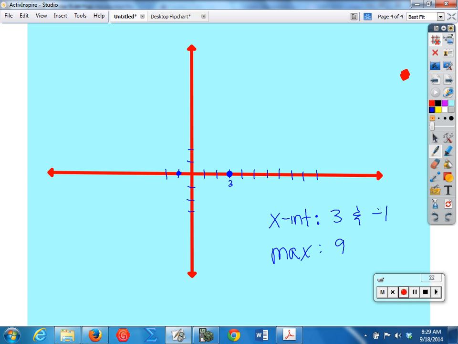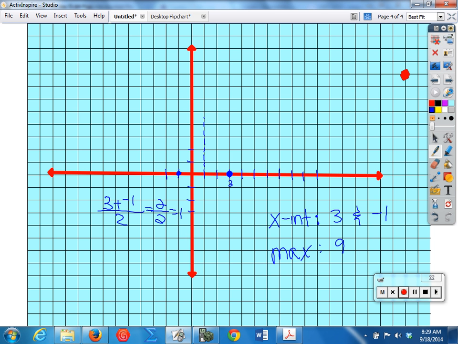Alright, so if you find the middle of these, and you can find it either by looking at the graph, or just remember the middle is just the average of them. So this is going to be 2 divided by 2. The number 1 is right in the middle. So this right here is going to be the middle of my parabola.